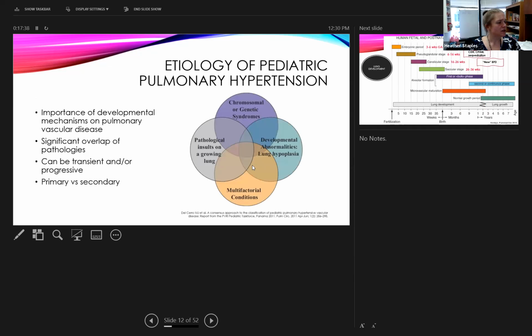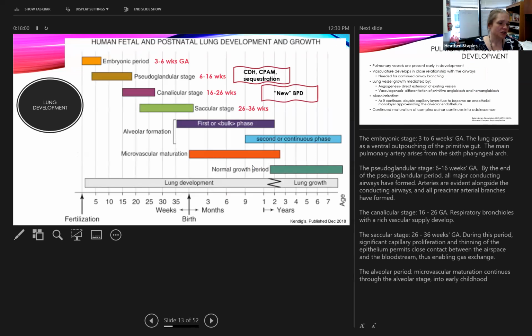So in kids, there's a lot of different factors that can go into the development of pulmonary hypertension. So if you look at, especially preemie babies, you can have issues with lung development, chromosomal or genetic issues, insults on the lungs as they're developing and growing, as well as other conditions. And you do not need to memorize this, but this is how the lungs develop in the different stages of lung development over fetal growth. And so when babies are born prematurely, their development somewhat arrests in this stage and then slowly starts to improve.